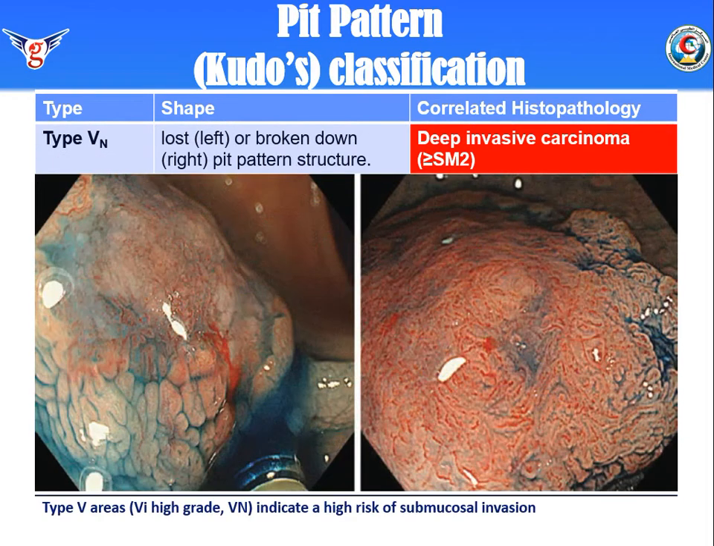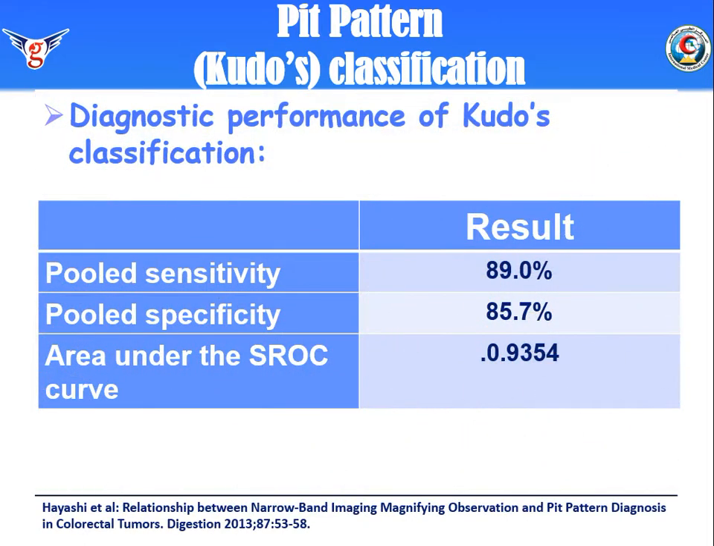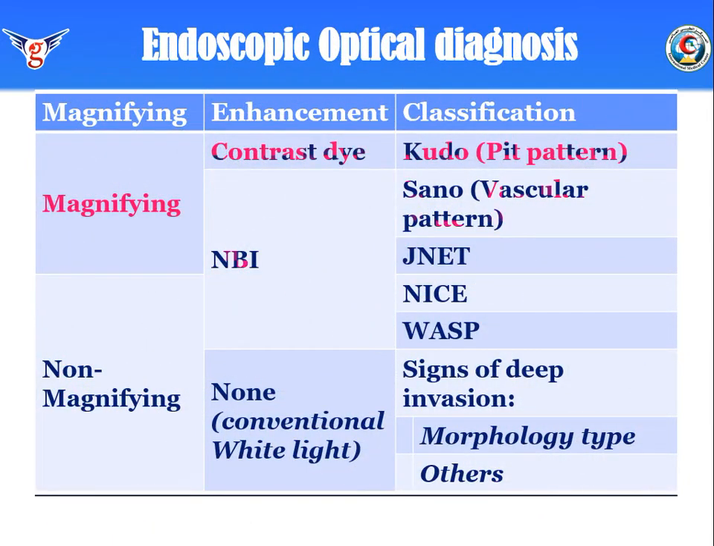And finally type 5N, or non-structural pit pattern, has lost or broken down pit pattern structure and is also associated with deeply invasive cancer. It was found that the diagnostic performance of Kudo's classification is satisfactory, with a pooled sensitivity of 89% and a pooled specificity of 85.7%. Now, the vascular pattern or Sano's classification.